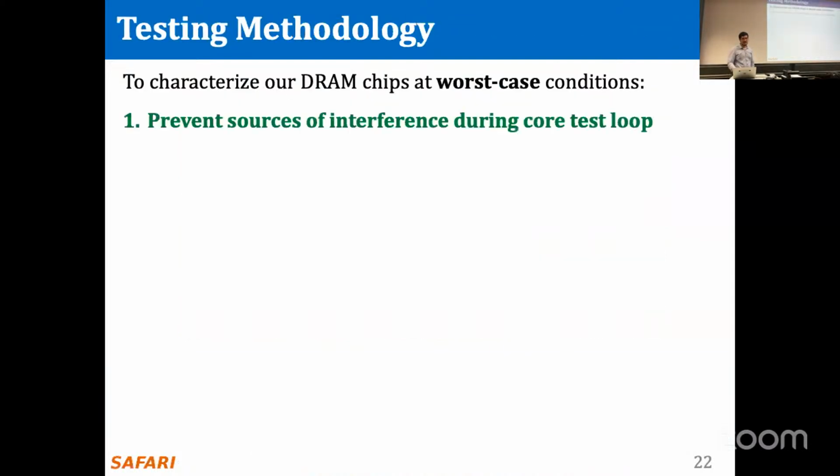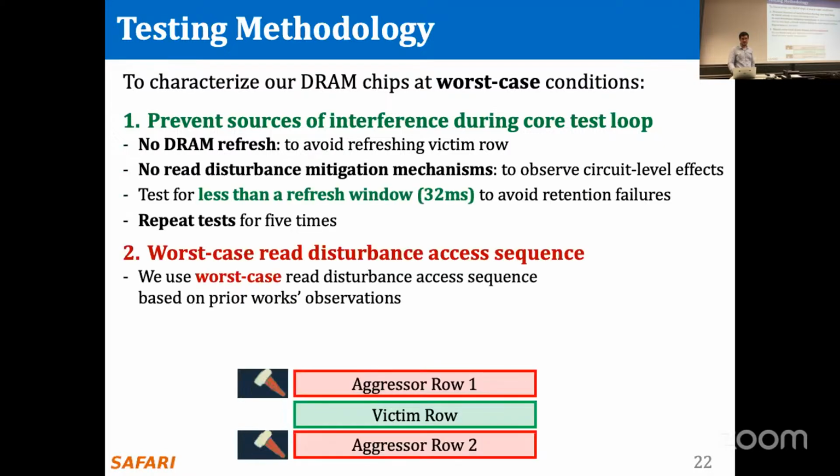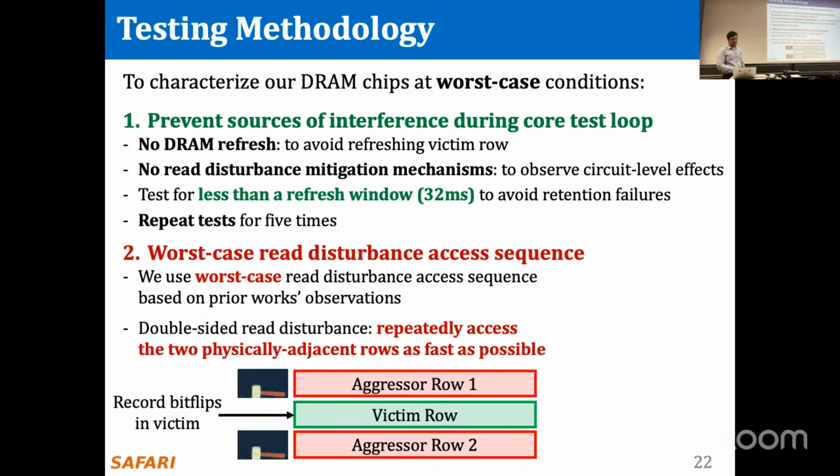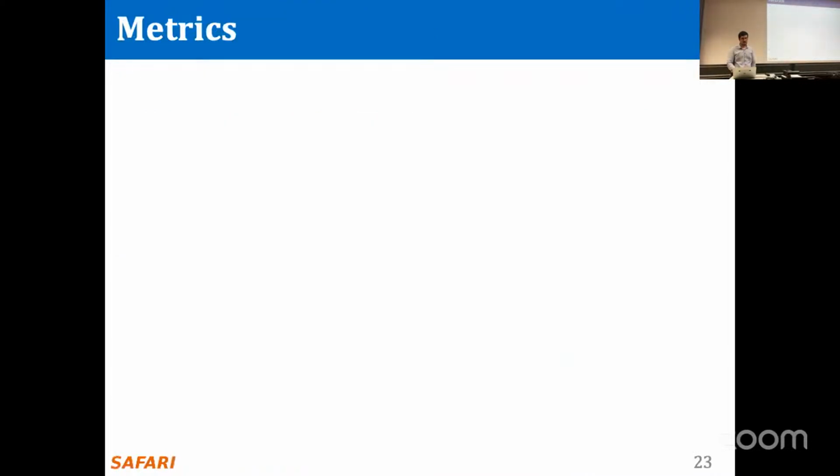For methodology, I will say that we carefully reuse the existing read disturbance characterization methodology as done by prior work, where we prevent sources of interference and use the worst case double-sided RowHammer access pattern. The bottom figure depicts one hammer operation here. Basically opening and closing the two neighbors of a victim row, we consider that as one hammer, so 2 activations. We measure 2 metrics in our work.